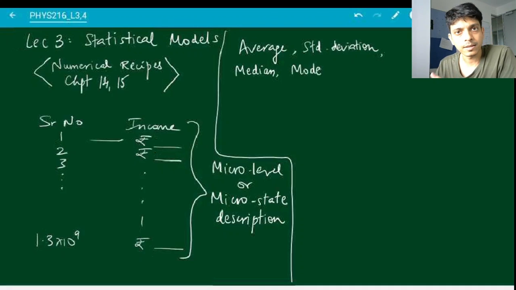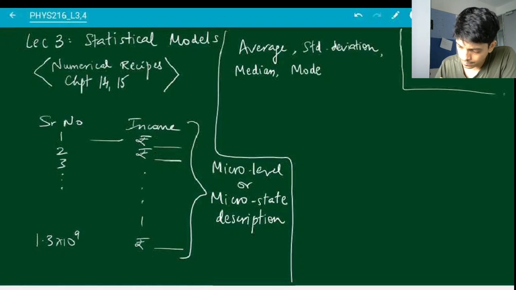So these are just single numbers which try to give you a sense of the entire set of microstates that you had over here. So this kind of description is called a macro level or a macro state description.